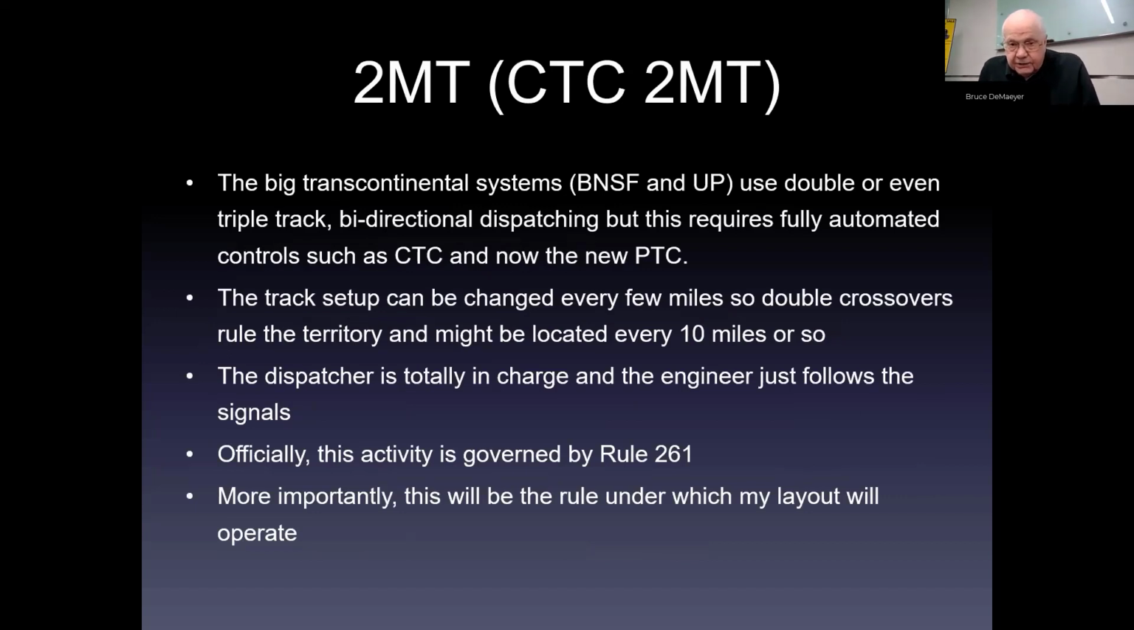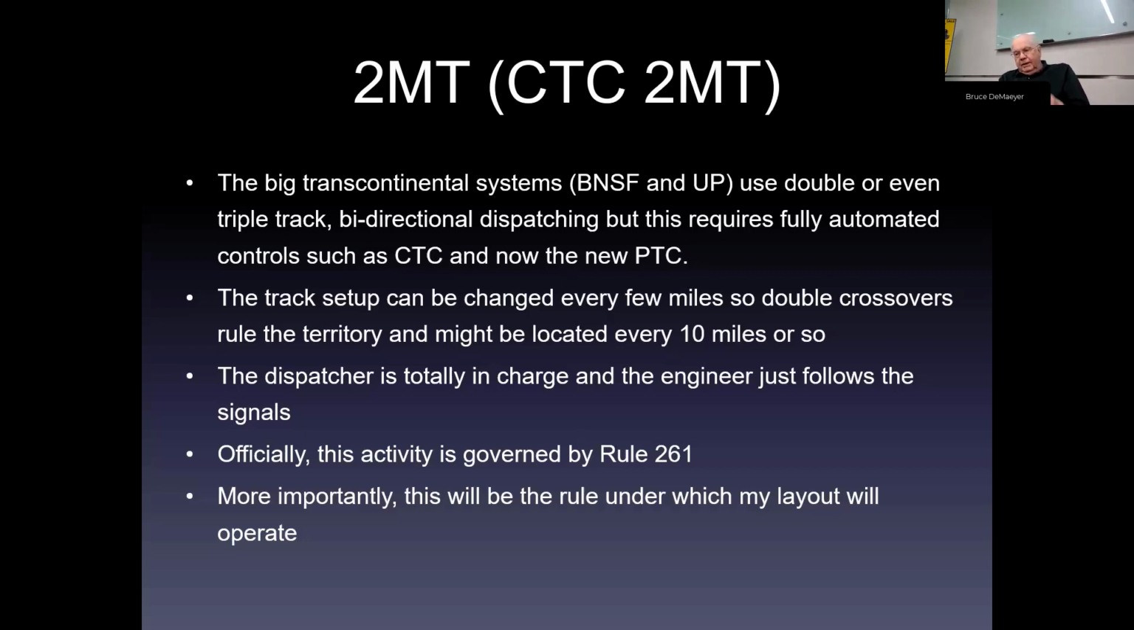So CTC two main track, the big continental systems, which I'm modeling on my layout, BNSF and UP, use double or even triple tracked bidirectional dispatching, but it requires extreme commitments to fully control them with CTC and now the new PTC, positive train control. The track setup can be changed every few miles, so double crossovers rule the territory and may be located as close as 10 miles to each other.